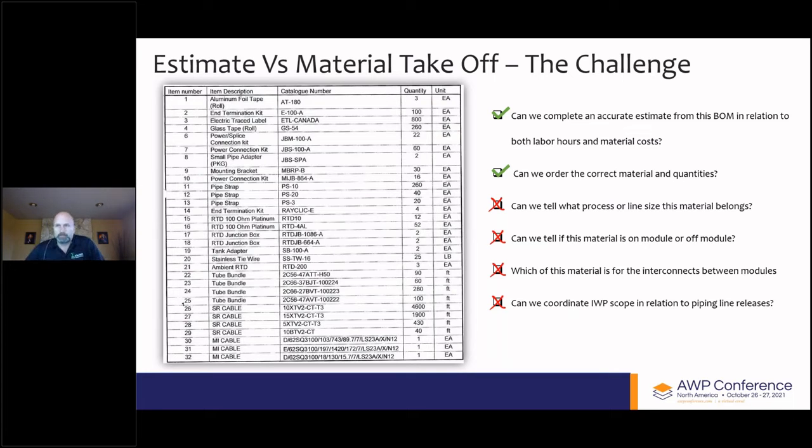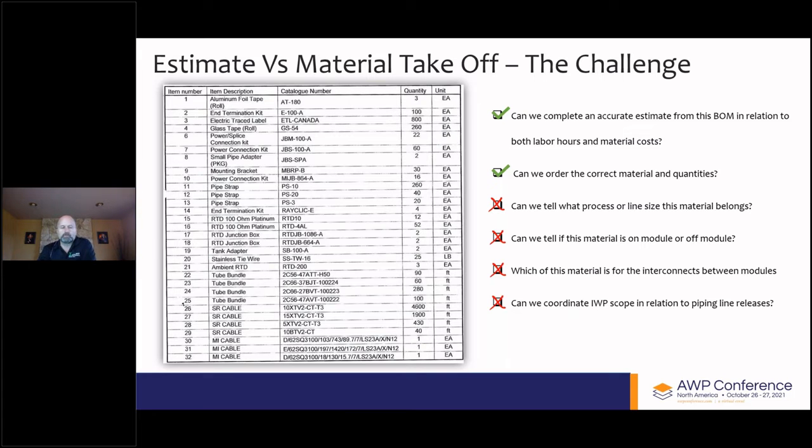However, this engineering bill of material, in this example a heat trace bill of material, is often provided by engineering, and we can definitely produce a Class 1 estimate from that. From this bill of material, we can complete an accurate estimate in relationship to both labor hours and material costs for installation of this heat trace scope. We can order the correct material in quantities without a lot of overages or underages.